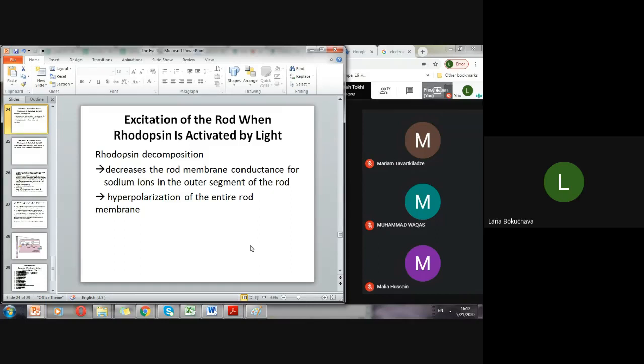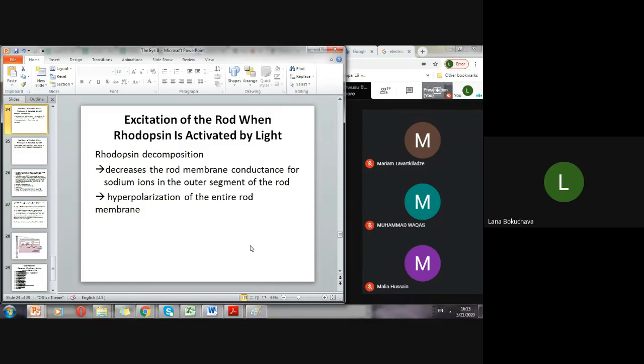What is important is that the decomposing of the rhodopsin, as you can see here, results in the closure of the channels, and as a result we have a decrease in the entrance of sodium ions. The sodium ions, which are positive, are mainly associated with depolarization. Because of the decrease, we have the hyperpolarization.